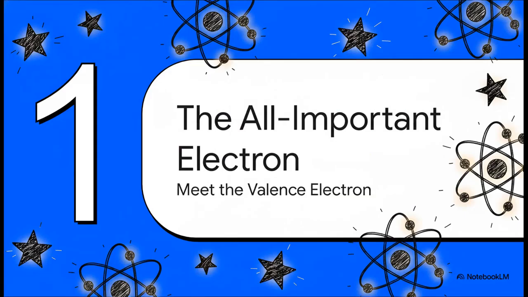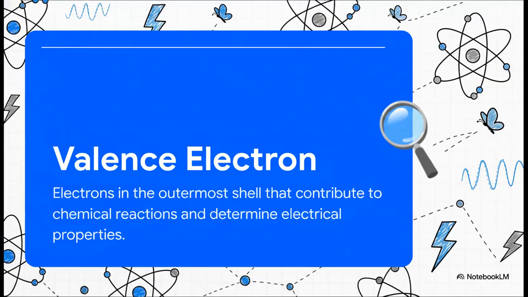All right, to really get this, we've got to give a name to those super important outer electrons. They're basically the stars of this whole story. Let's meet the valence electron. So what exactly is a valence electron? Simple. It's just an electron hanging out in the outermost shell of an atom. I like to think of them as the social butterflies of the atomic world. They're the ones on the edge, the ones that reach out and interact with other atoms. They're responsible for all the chemical bonds, and that's what decides how a material behaves electrically.